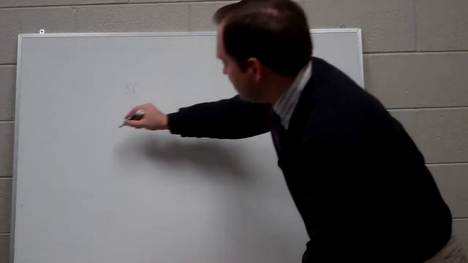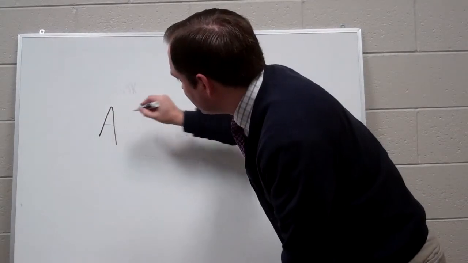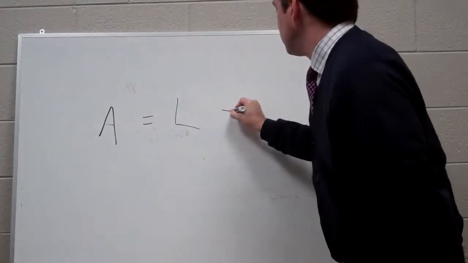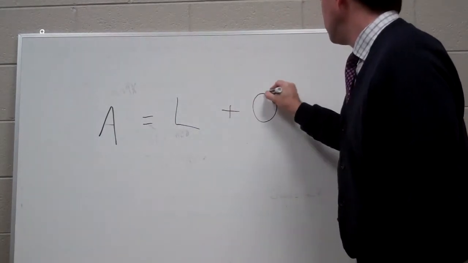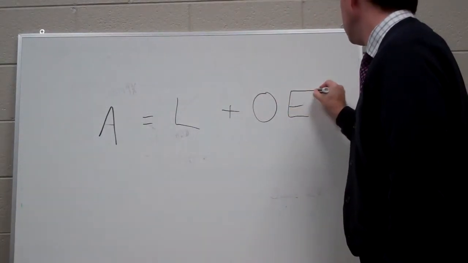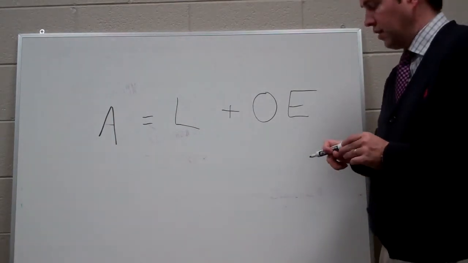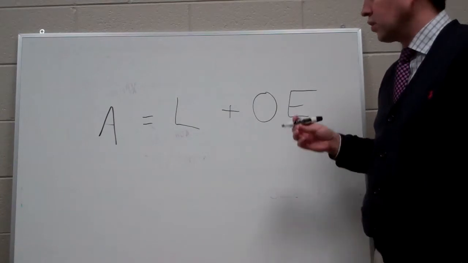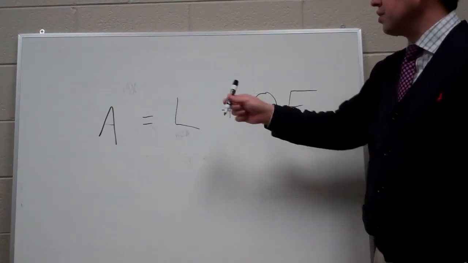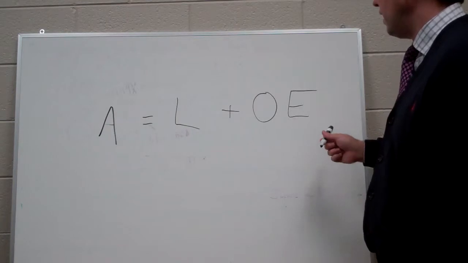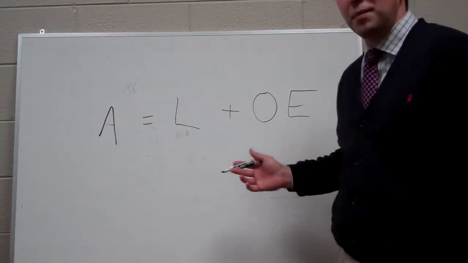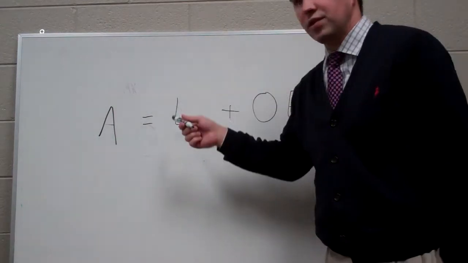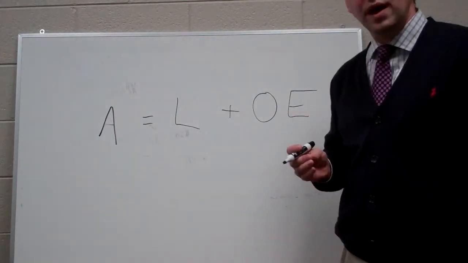The accounting equation says assets are equal to liabilities plus owner's equity. Now, there's a lot of things we need to know about this equation. First of all, the equation's an algebra equation, so you can manipulate it. We can have assets minus liabilities equals owner's equity. We could have assets minus owner's equity equal liabilities.